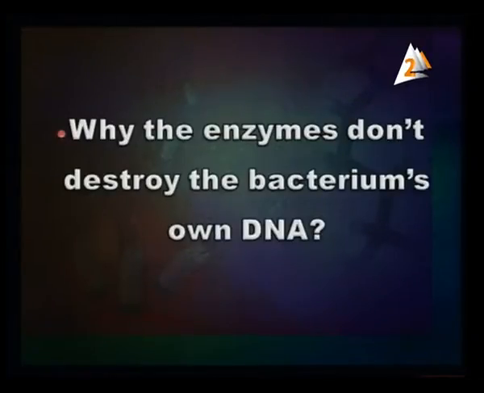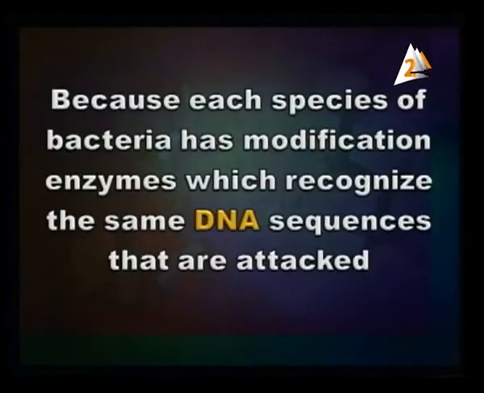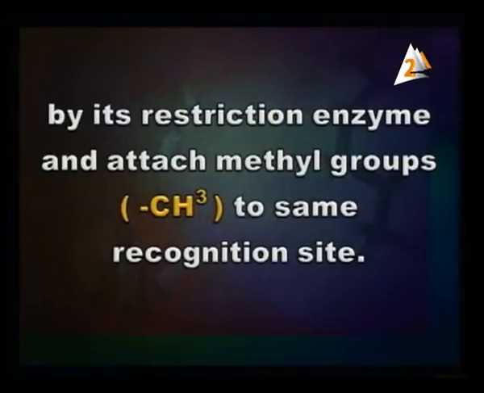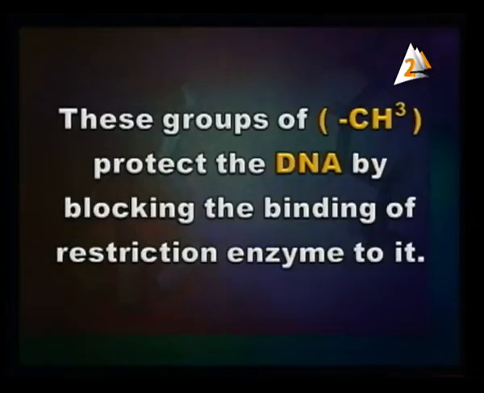I'm going to repeat it because it is a very important one, and also a very important question. Why don't the enzymes destroy the bacterium's own DNA? This is because each species of bacteria has modification enzymes which recognize the same DNA sequences that are attacked by its restriction enzyme and attach a methyl group, CH3, to the same recognition site. These CH3 groups protect the DNA by blocking the binding of the restriction enzyme to it.